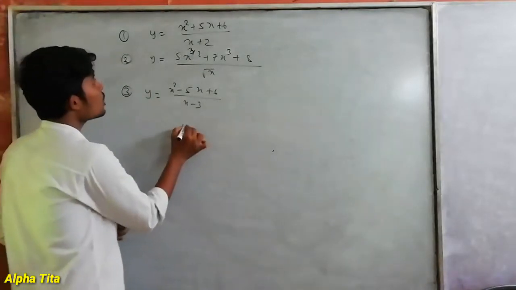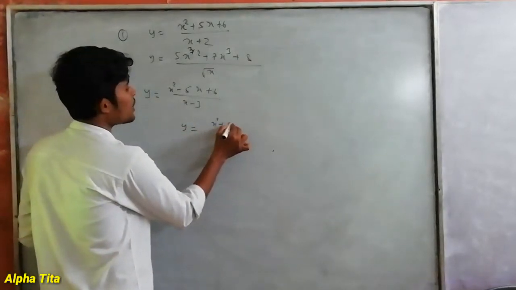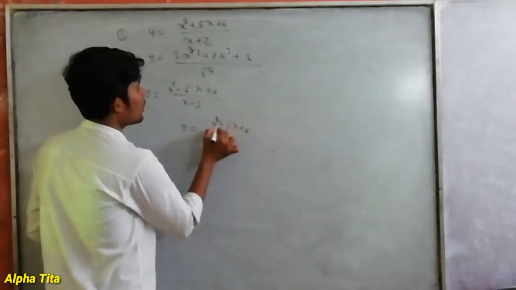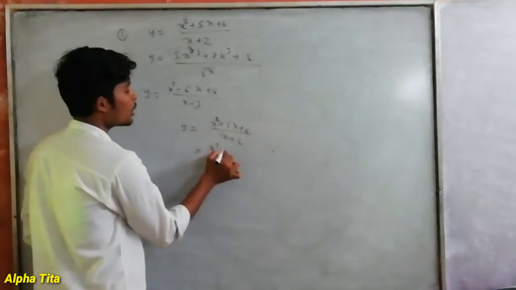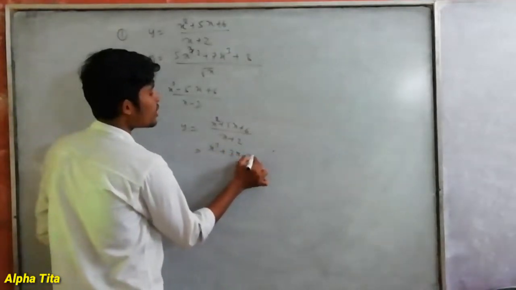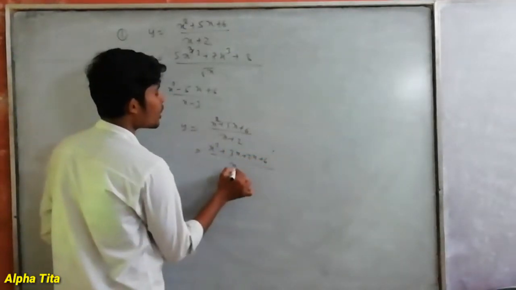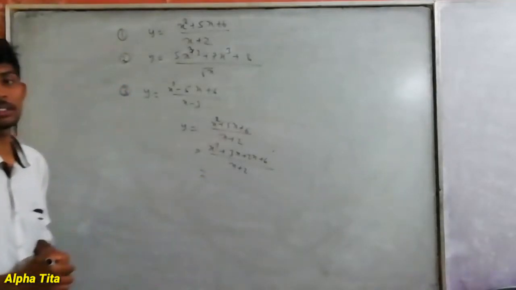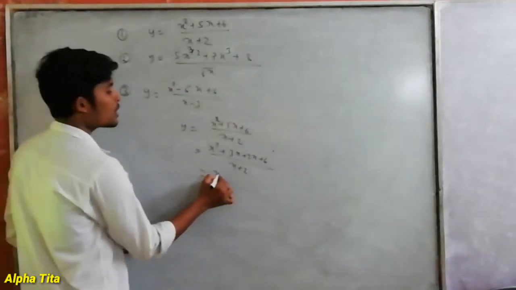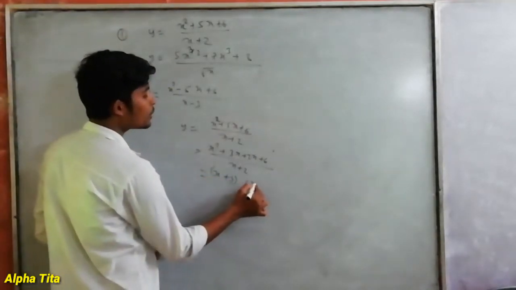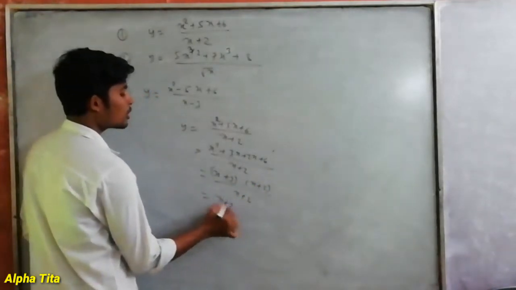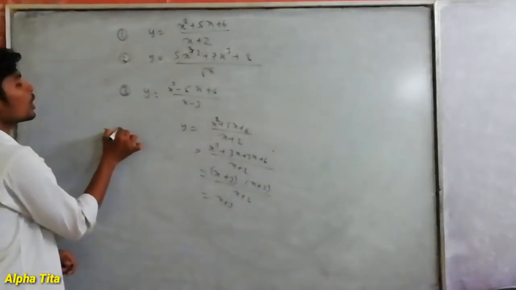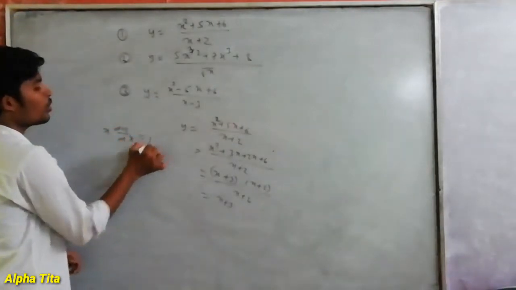Okay, the question is x square plus 5x plus 6 divided by x plus 2. So it becomes x square plus 3x plus 2x plus 6 divided by x plus 2. Simply you have to factorize this, and what you get? x plus 3 and x plus 2 divided by x plus 2. And what you get? x plus 3. And what is the derivative? We get dy by dx is 1.